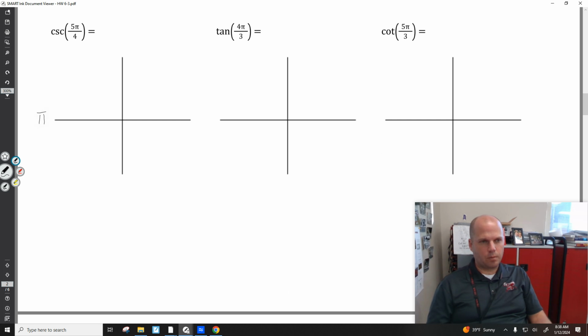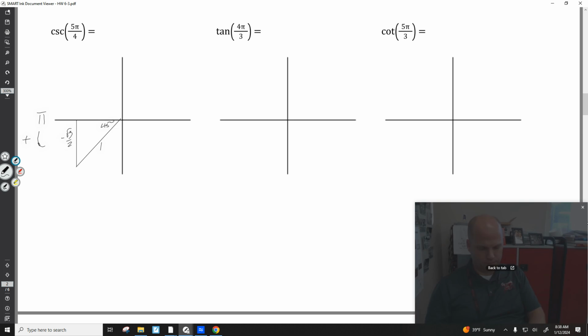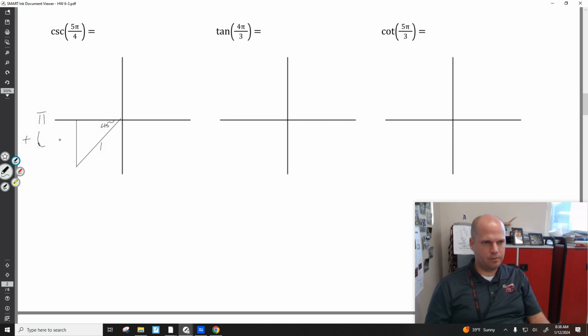5 pi over 4, I know where pi is. I'm going to add a pi over 4. Again, counterclockwise is going to be adding. So I have a 45-degree reference angle in the third quadrant. Stop your terminal ray when its length is 1. You have a representative triangle. Pay attention to direction, left and down. Cosecant is the reciprocal of sine. So if I know sine of 5 pi over 4, I flip it and I'll know the cosecant. The sine value is root 2 over 2.